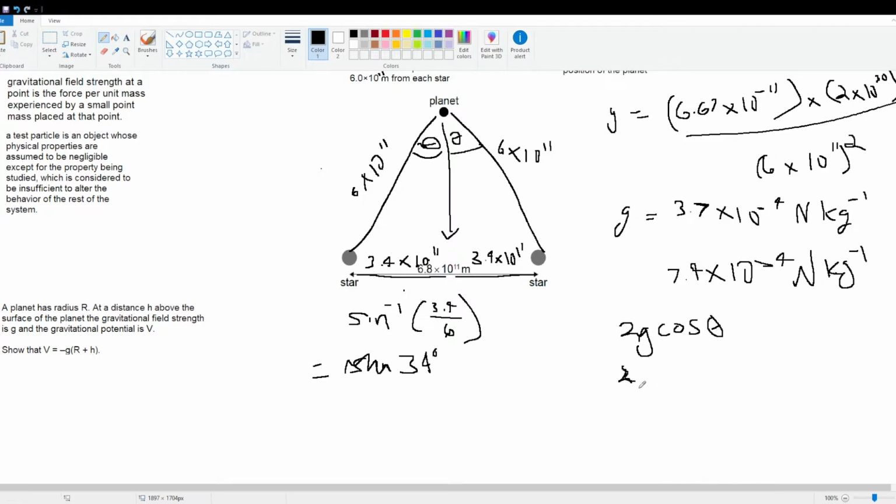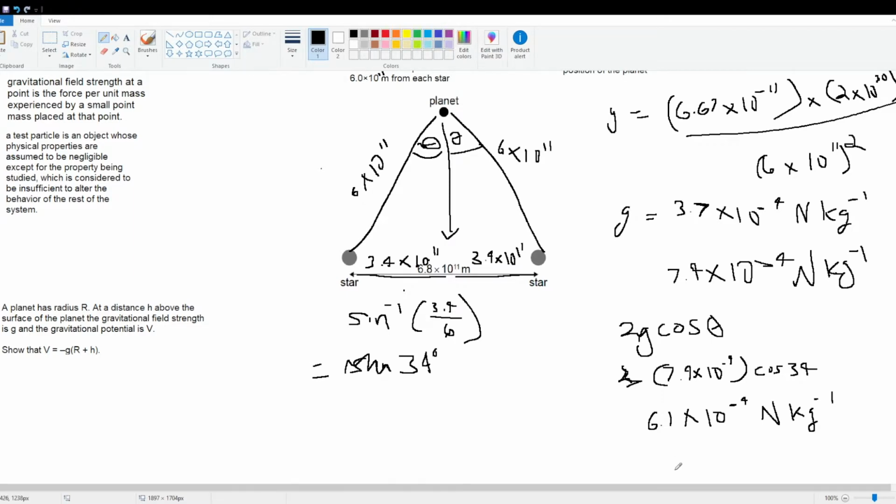So we already have our 2g, 7.4 times 10 to the power of negative 4 times cosine 34. So let's do that now. Negative 4 times cosine 34. And what we get is 6.1 times 10 to the power of negative 4 newtons per kilogram.